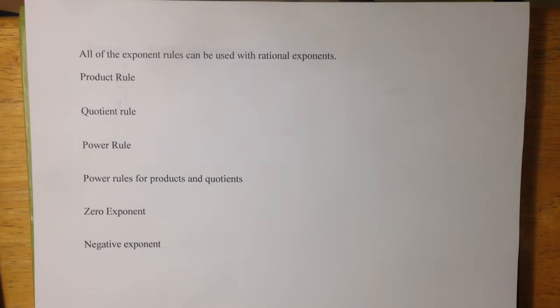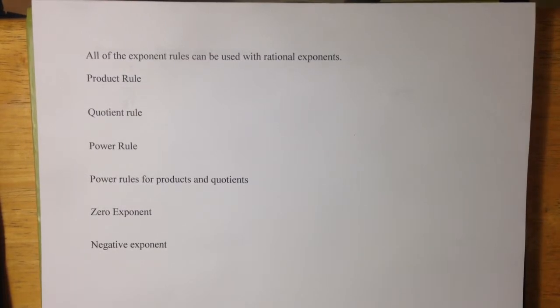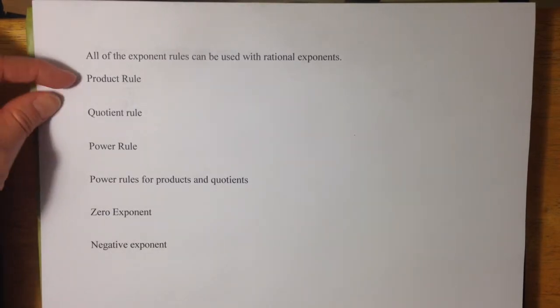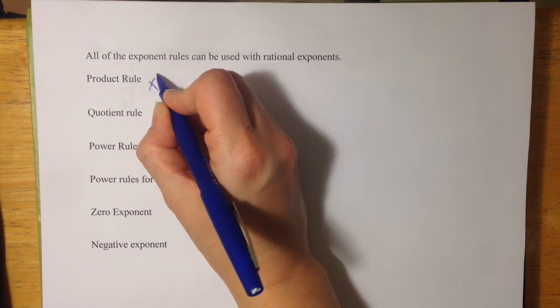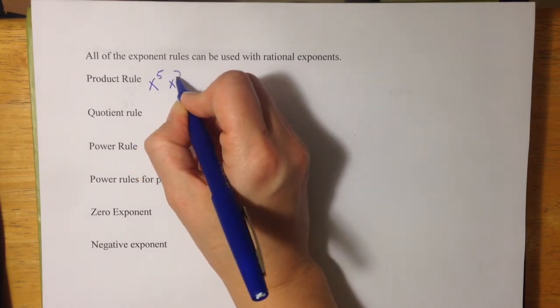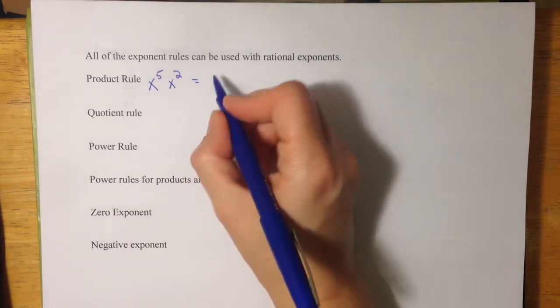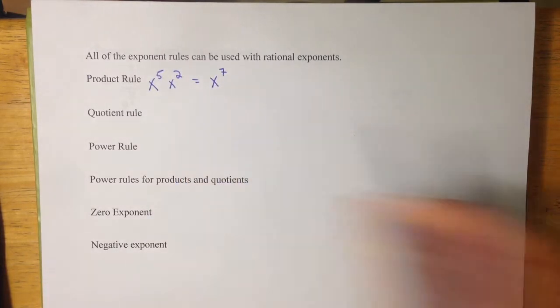Now that you've been exposed to some of that new notation, it's time to remind you that all of the exponent rules that you've learned in the past can be used with rational exponents. Remember, those fractions are just numbers. You can use all the same exponent rules that you know with those numbers. So let's take a moment to remember what those exponent rules are. I'm just going to write down an example for each of these rules. The product rule said that if you have something like x to the 5th times x squared, you can add those two exponents, making this x to the 7th.